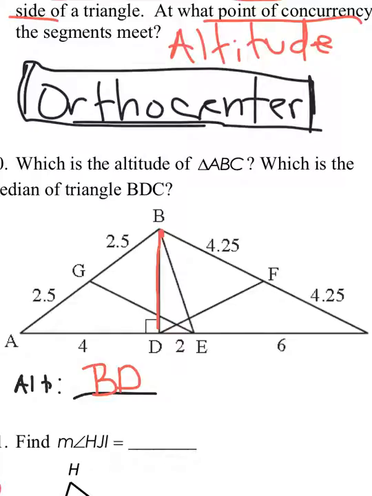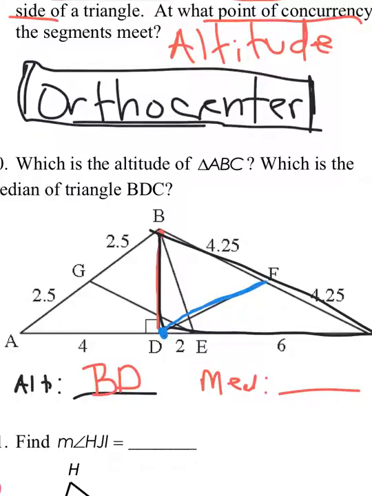The second part says what is the median, but not of the big triangle, of triangle BDC. Which is that? What does a median do? Go from the vertex to the midpoint. Right, from an angle to the middle of the opposite side, or the midpoint. So that would be DF. And again, you know it's in the middle because those have the same lengths.